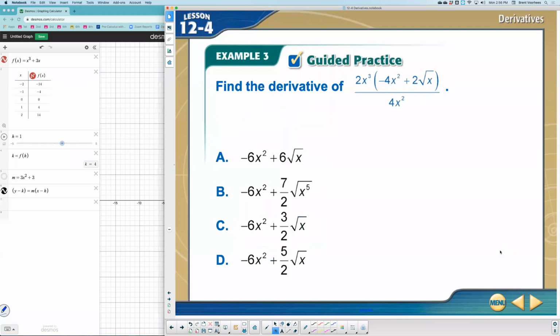And here's one for you to try. Pause the video if you need more time.